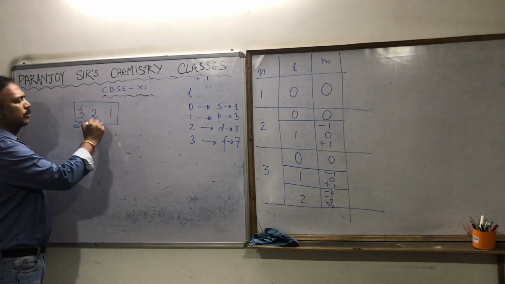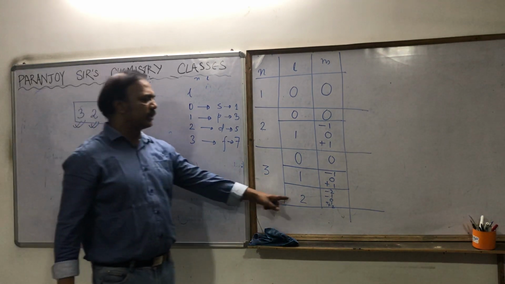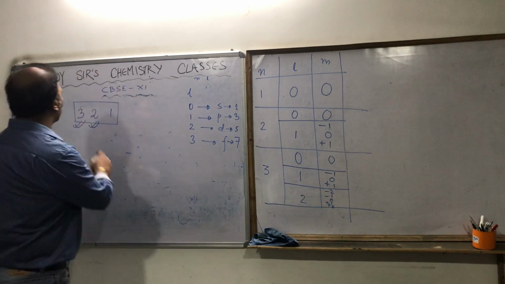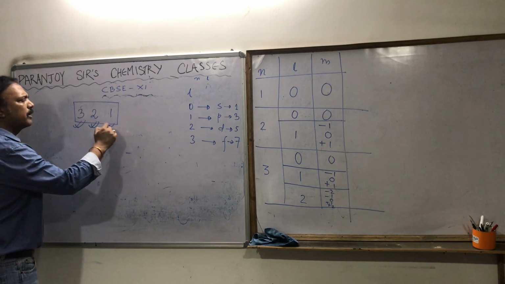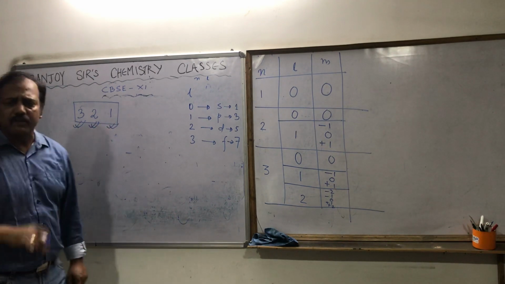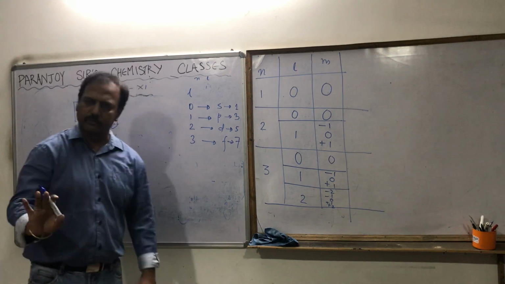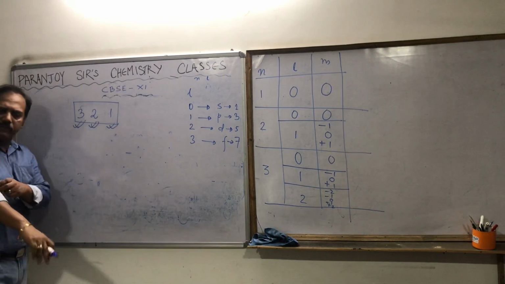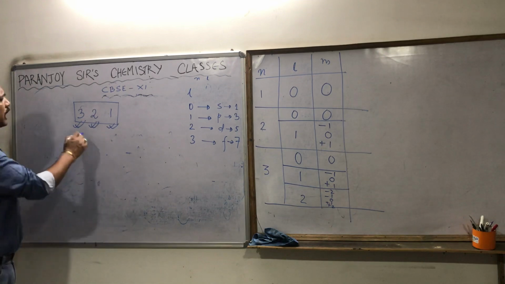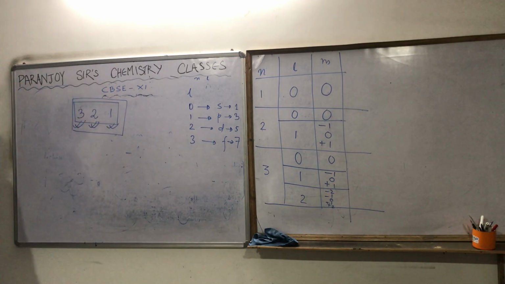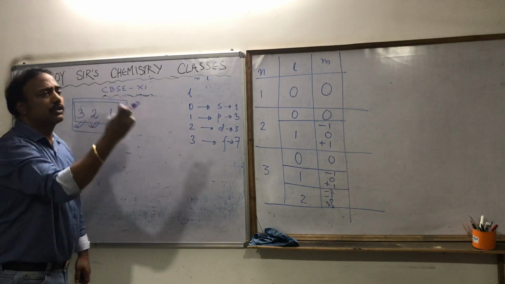2 means what? 2 means it's a d orbital, right? 2 means d orbital, third shell d orbital, and 1 means one of the d orbitals out of 5, which is particularly directed in a particular direction, which I didn't say till now. But you will come to know in due course of time, maybe in the next class only. Okay? So you can tell everything about the orbital by these 3 quantum numbers. Clear? So we can reach the orbital.